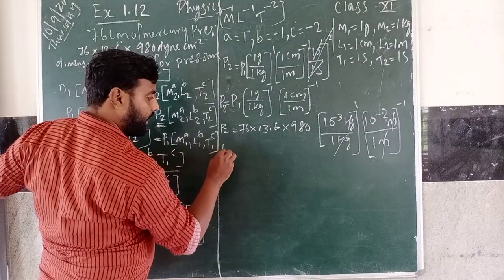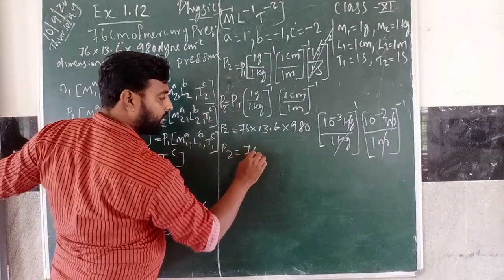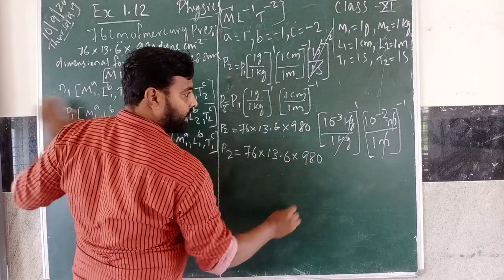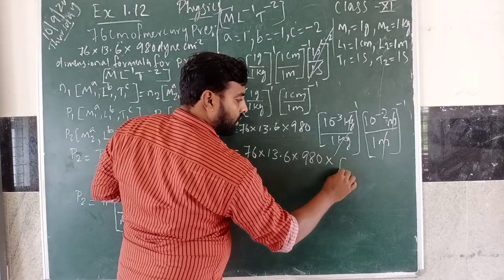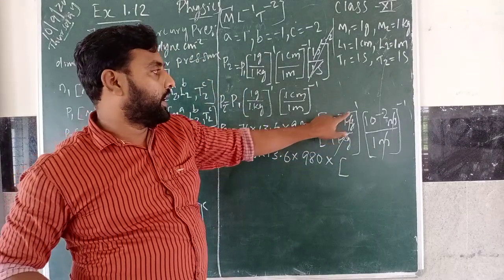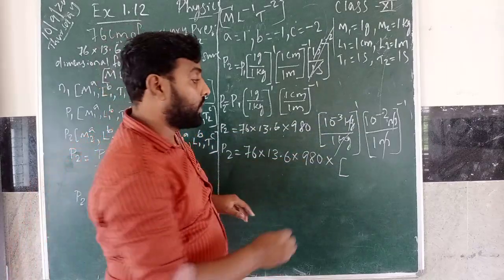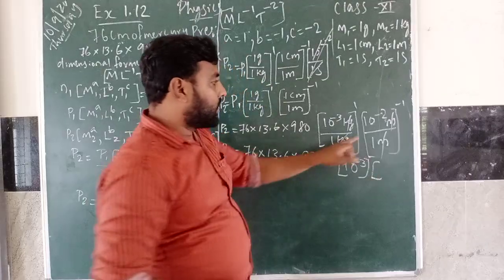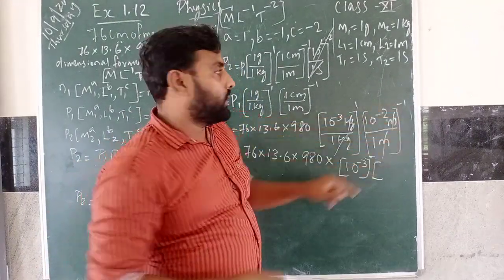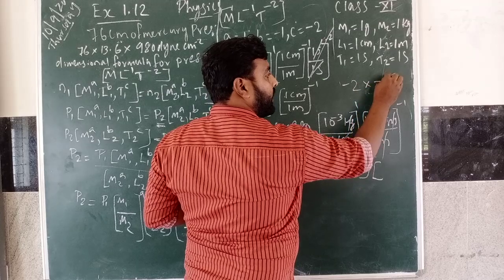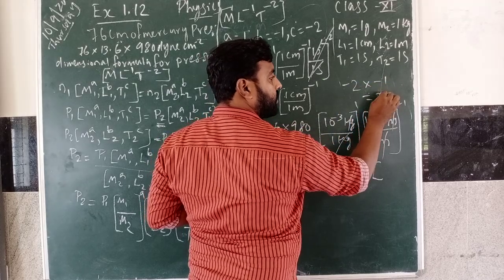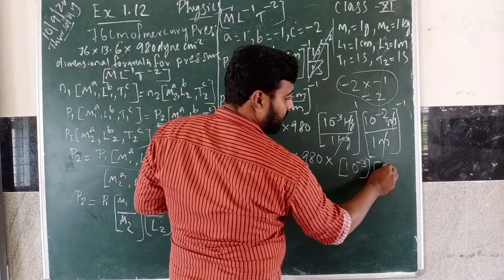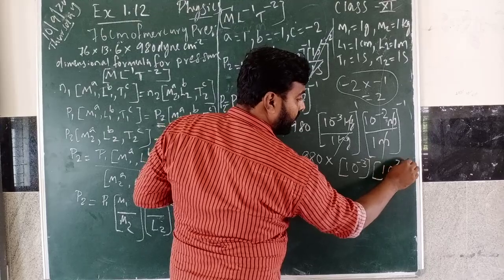What is remaining? P2 is equal to 76 into 13.6 into 980 into 10 to the power minus 3 into 1. Minus 3 into 1, what will come? 10 to the power minus 3. Here 10 to the power minus 2 into minus 1, minus 2 into minus 1. Minus into minus is plus, so 2 will come. So 10 to the power plus 2 will come.